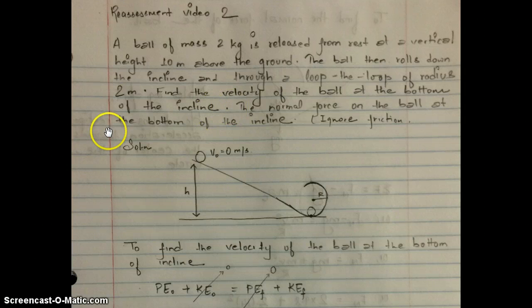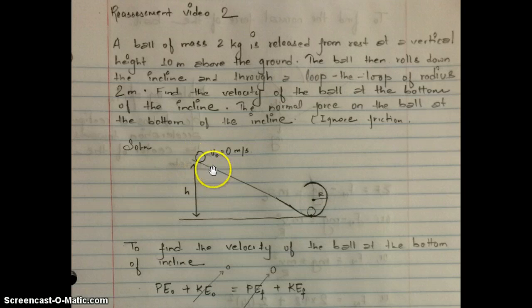I have a very interesting problem. I never came across this problem. It's a circular motion loop-the-loop problem. What the question says is that there is a ball of mass 2 kilograms which is released from rest at a vertical height of 10 meters above the ground. The ball then rolls down the incline and through a loop-the-loop of radius 2 meters.